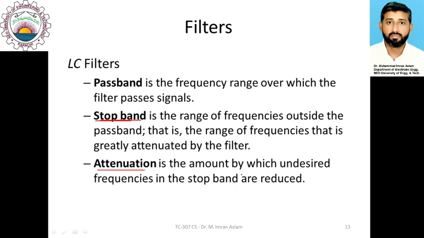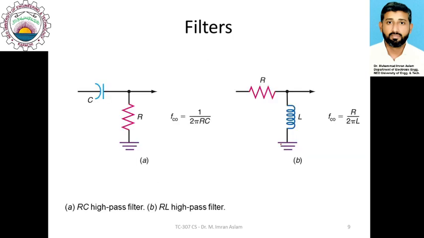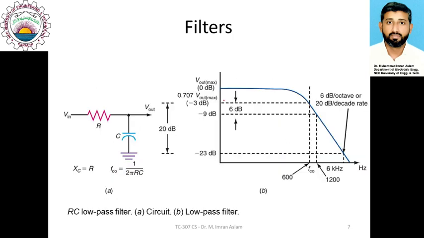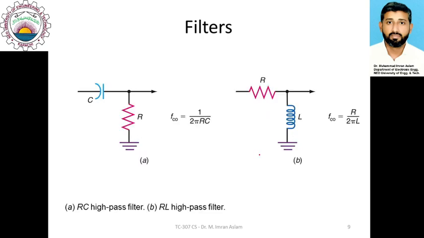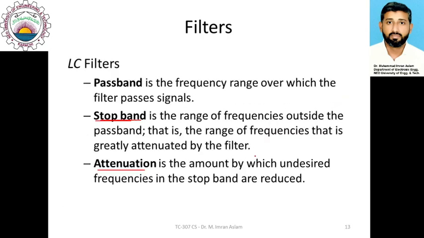Attenuation is the amount by which the stop band frequencies are reduced to a certain value. For example, if I go back to the previous case, you can see that for this filter, the stop band frequencies are reduced to a value of minus 23 dB. So this value represents the attenuation obtained by this particular filter.